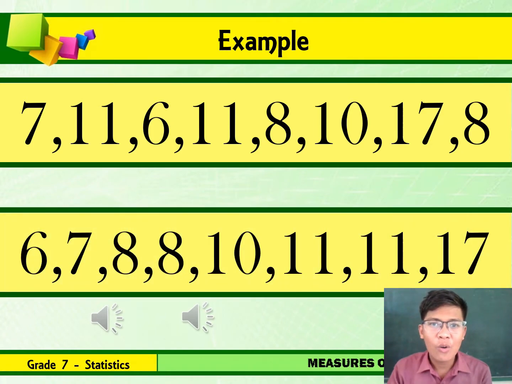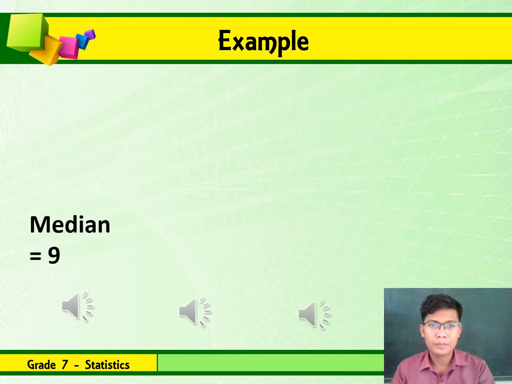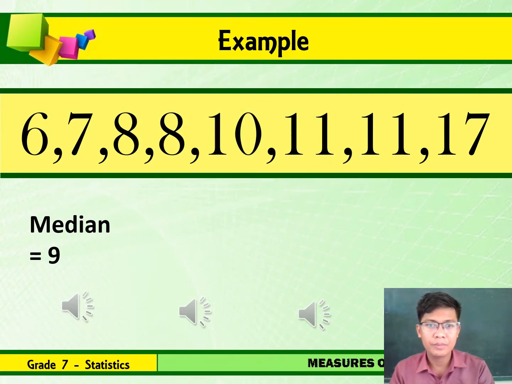So as you can see, we have 6, 7, 8, 8, 10, 11, 11, and 17. Now, class, if I say that the median here is 9, my question is, how do we get 9 as the median? We're going to arrange the data from least to greatest.